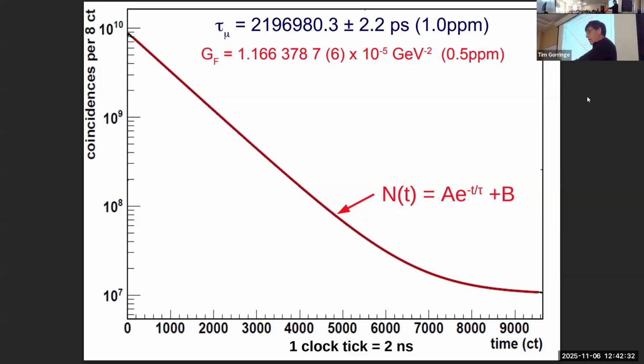Then that is simply fit to an exponential decay curve. And from that exponential decay curve, that's the red line here, the muon lifetime is extracted, the strength of the Fermi constant is extracted, and that becomes a basic fundamental parameter in the standard model. So just a basic measurement of a lifetime to high precision in the muon case determines a very important parameter in the standard model.